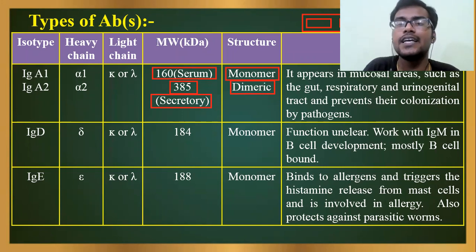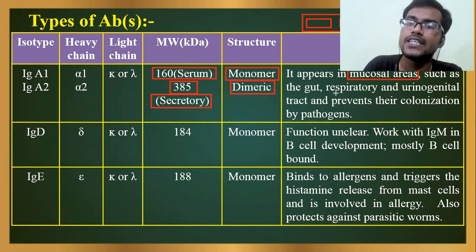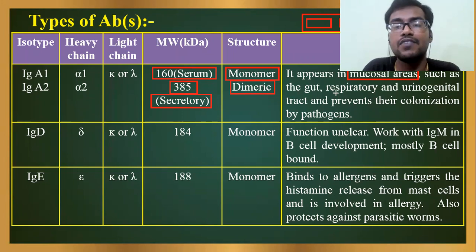They are found in mucosal areas such as the gut, respiratory and urogenital tract, and prevent the colonization of pathogens. They prevent the forming of colonies, like bacteria. They prevent their colonization in our body.